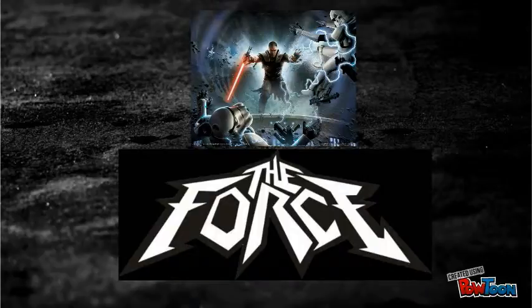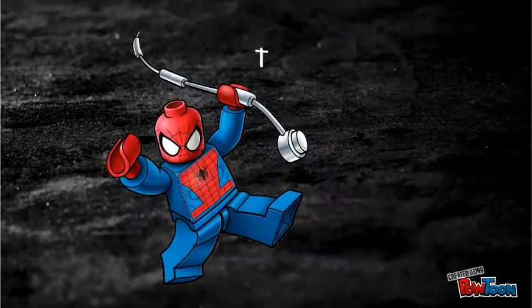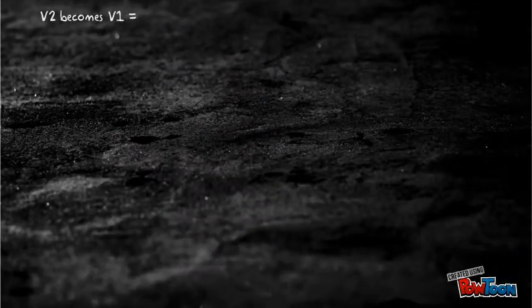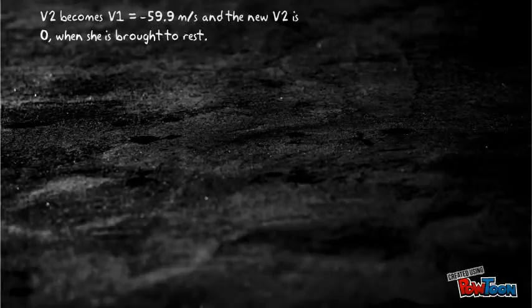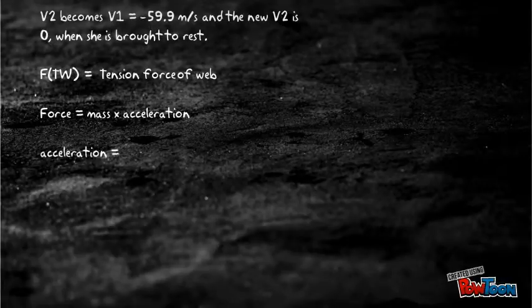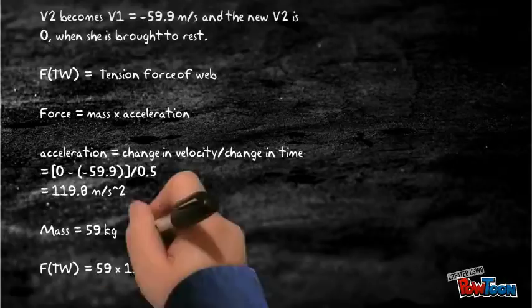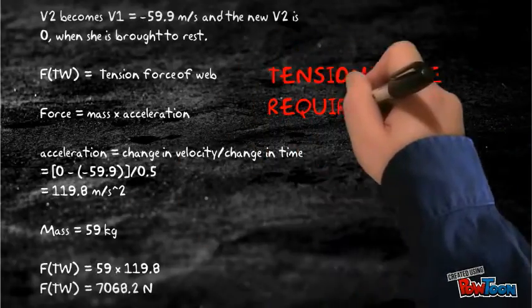However, all that force has to go somewhere. Here, we will be solving for the tension force exerted on Gwen Stacy's body by the web. To solve for the force required to bring her to rest, we will use Newton's second law. Force is equal to mass times acceleration. In the movie, it takes about half a second for her to stop, and so we can calculate our acceleration. So the tension force required in order to stop her is 7,068.2 newtons.